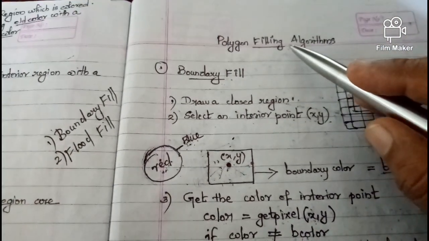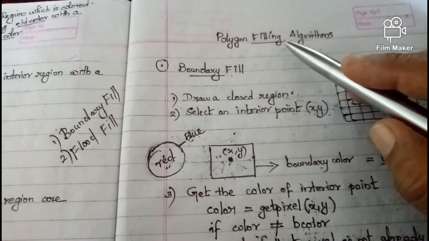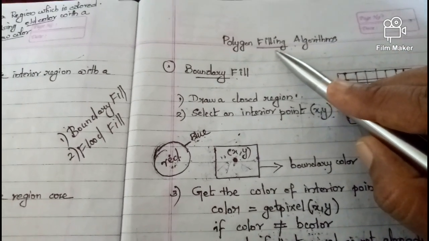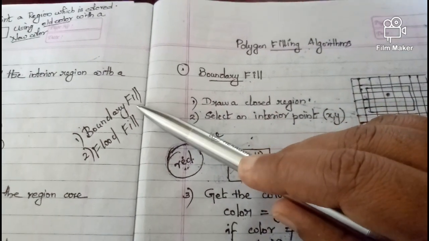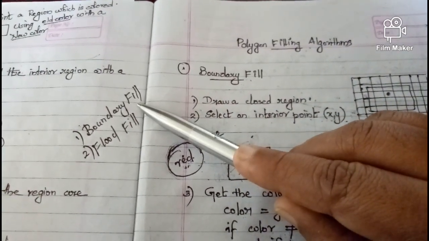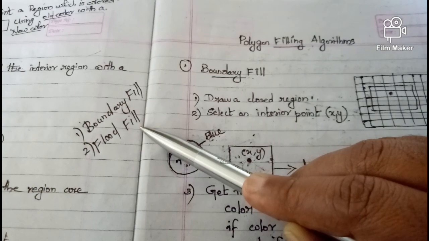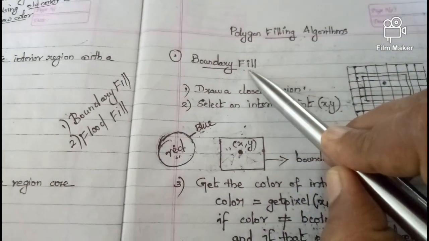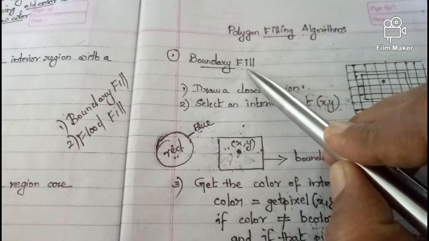Welcome you all to the new session of computer graphics. Today we will be learning about polygon filling algorithms. There are two types of polygon filling algorithms. They are boundary fill and flood fill algorithms. Out of these two, first we will be learning about the boundary fill algorithm.